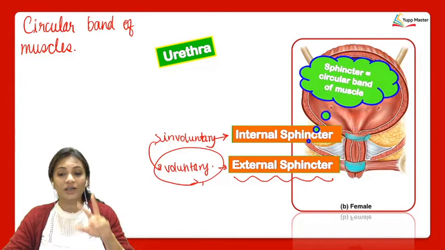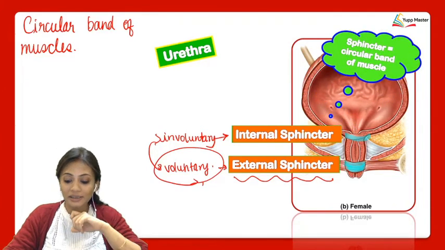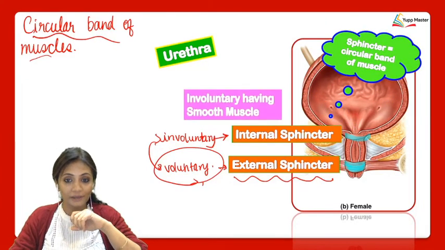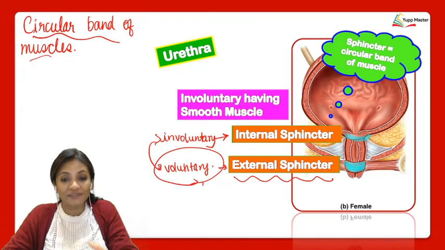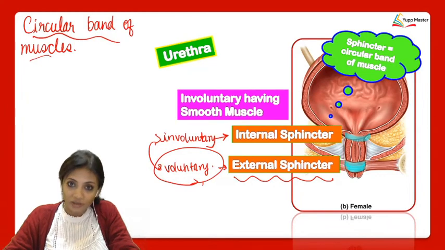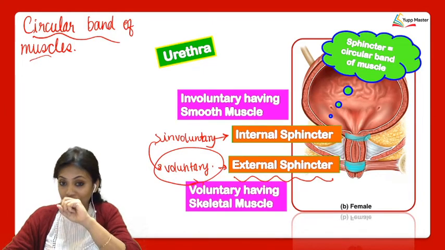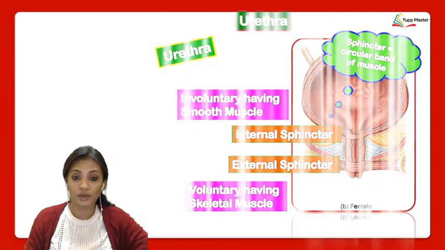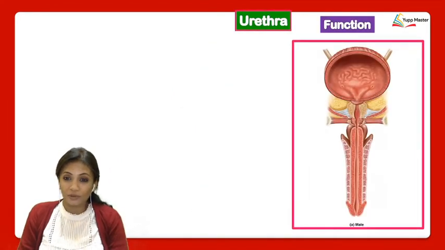All right, so there are two sphincters here. Remember, sphincter meant a circular band of muscles. The involuntary one, the internal sphincter, has smooth muscles, and the external sphincter is voluntary, and that has skeletal muscles present. So that was all about the urethra.